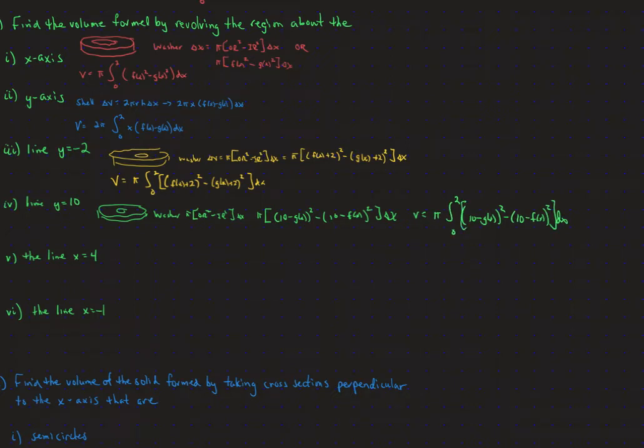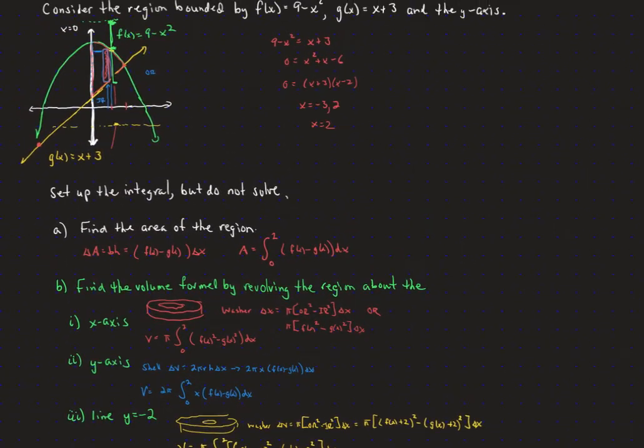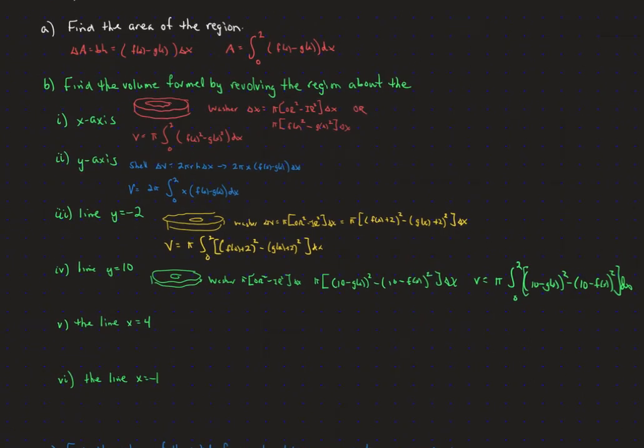Okay, looking at our line x equals 4. Now x equals 4 is a vertical line, so now this intersects at 3, so x equals 4 is going to be over here. Since our rectangle is going to be parallel to that axis of revolution, we are going to use the shell method. So that makes our delta volume 2 pi r h delta x.